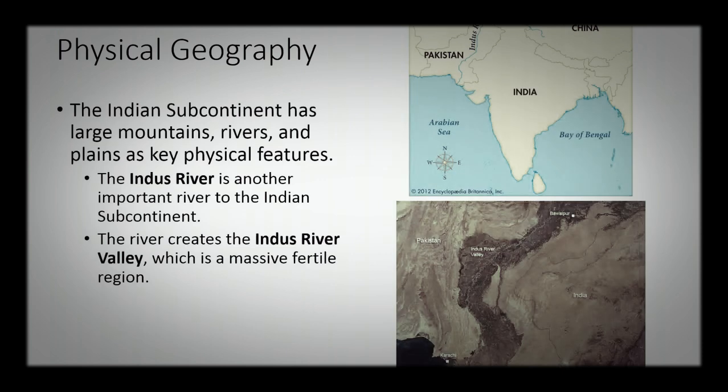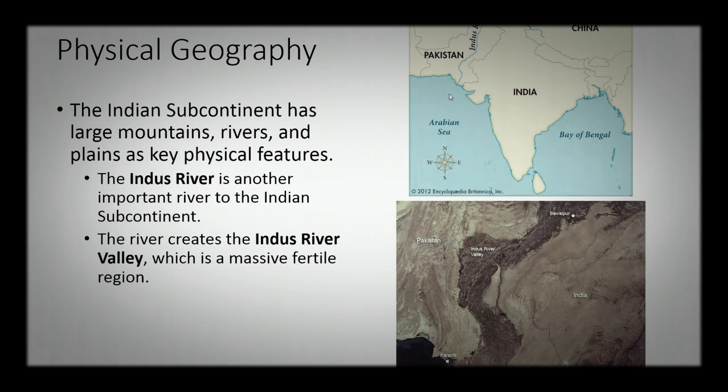You also have the Indus River. The Indus River also originates near the Himalayan mountains, and it flows downhill north, actually, towards Pakistan and then south towards the Arabian Sea. Right?